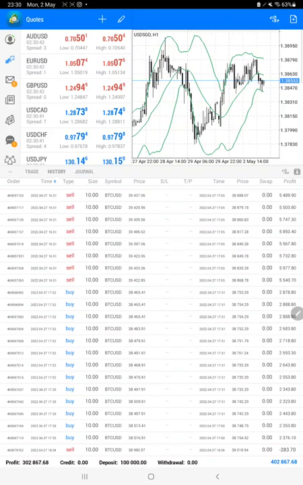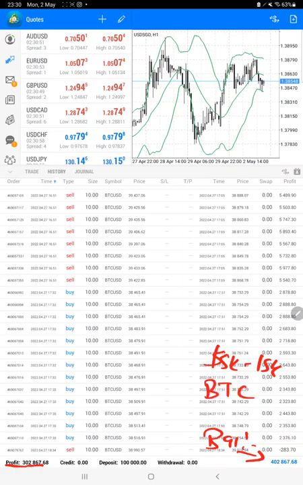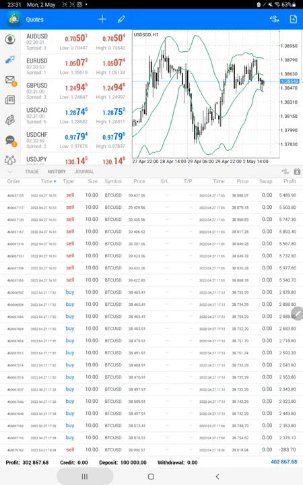So the total profit so far is $302,000. Here is a current balance, which is $402,000. If you are also willing to earn $5,000 to $15,000 profit on daily basis with the BTC trading, this strategy can be connected for your account.